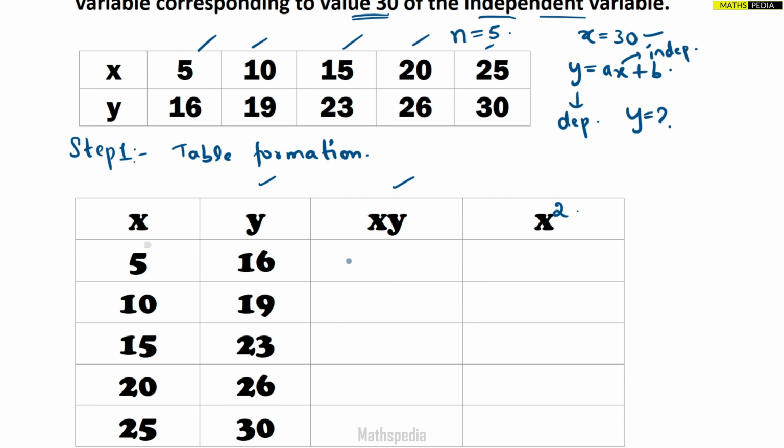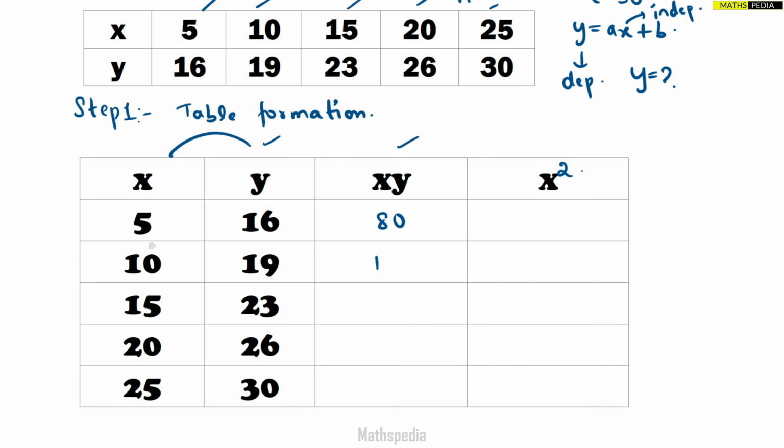So third column, just fill it up. Just multiply these two columns, corresponding values you have to multiply and write. So 5 into 16, just write it off. Fourth column is x square. First column you have to take and just square it. 5 square is 25, 10 square is 100, 15 square is 225, 20 square is 400, 25 square will be what? 625. Okay, simple.